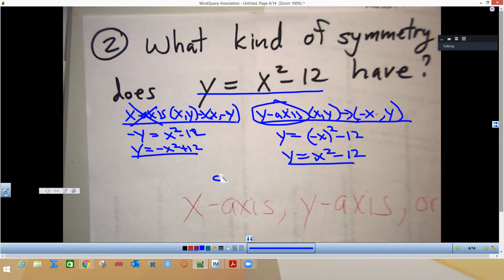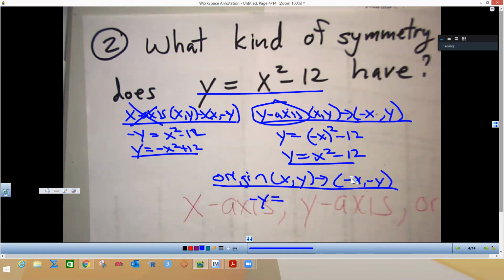The last one you're supposed to check is the origin. I'm going to show you a little shortcut. The origin says not only does (x, y) work, but (negative x, negative y) works. Didn't I just do negative x up here and get this answer? So that means I get a negative y over here. Since I already know this because I plugged it in up above, I can say that's x squared minus 12 because that's what negative x does. Then I multiply by -1 and ask myself, is that the same answer? And the answer is no. So this is only symmetric to the y-axis.